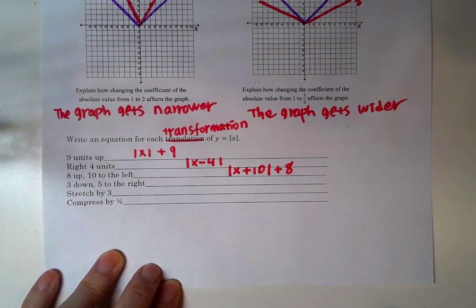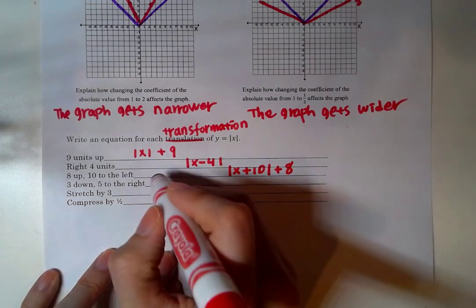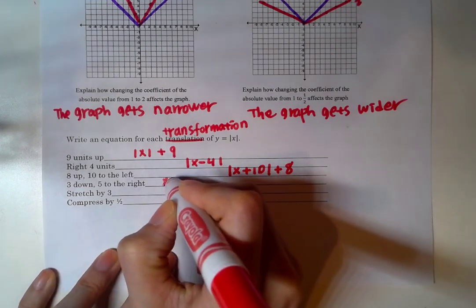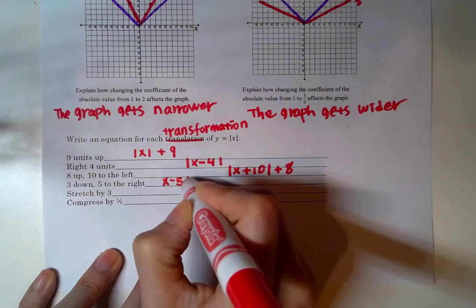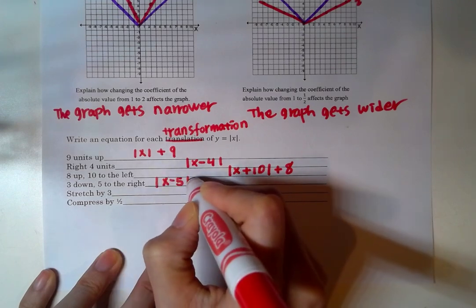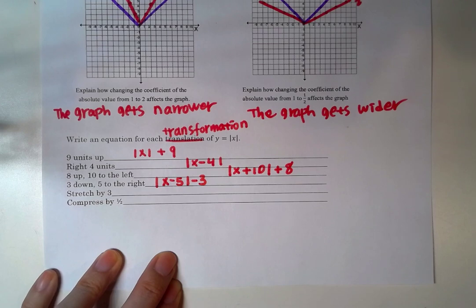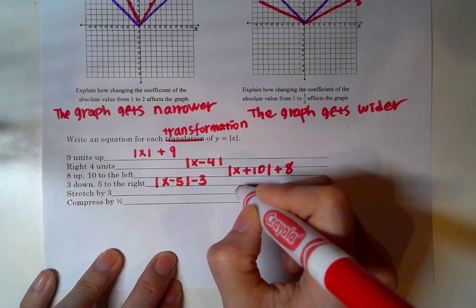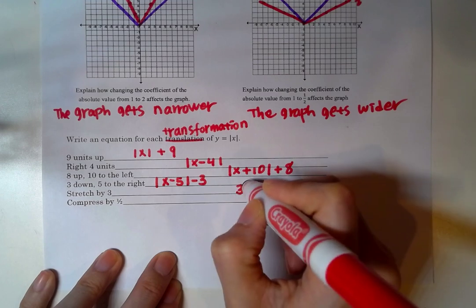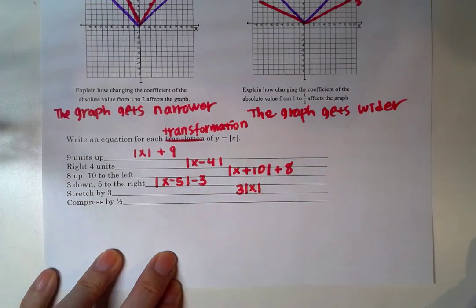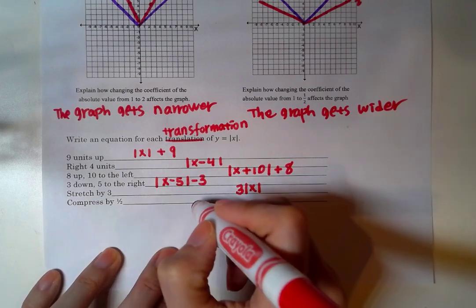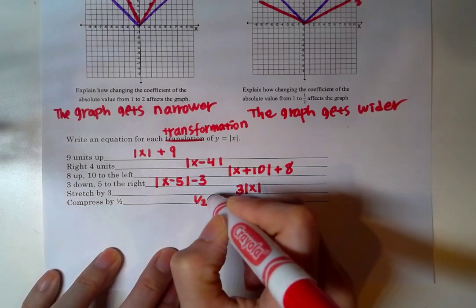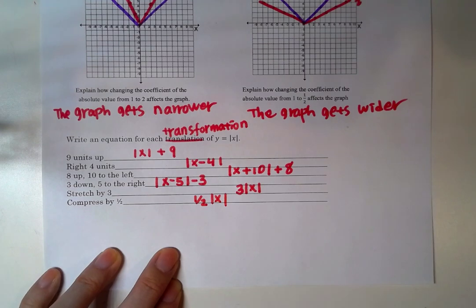And 3 down, 5 to the right. So I'm going to do 5 to the right, 3 down, like this. Stretch by 3. So stretch, compress, that's the coefficient. So stretch by 3, then we just have 3 absolute value of x. Compressed by half, then we do 1/2 absolute value of x.